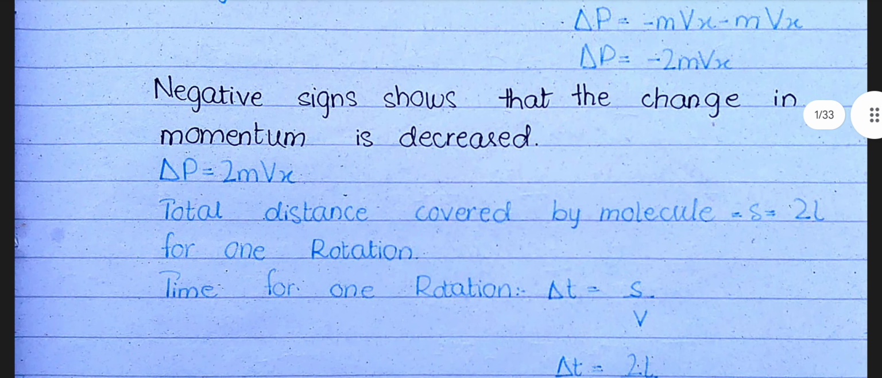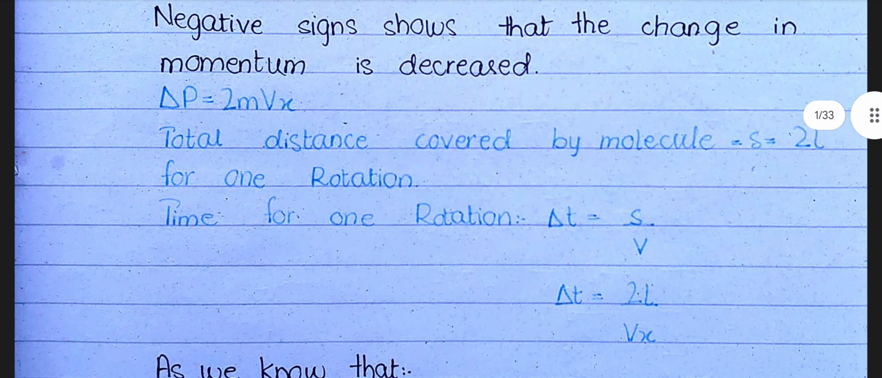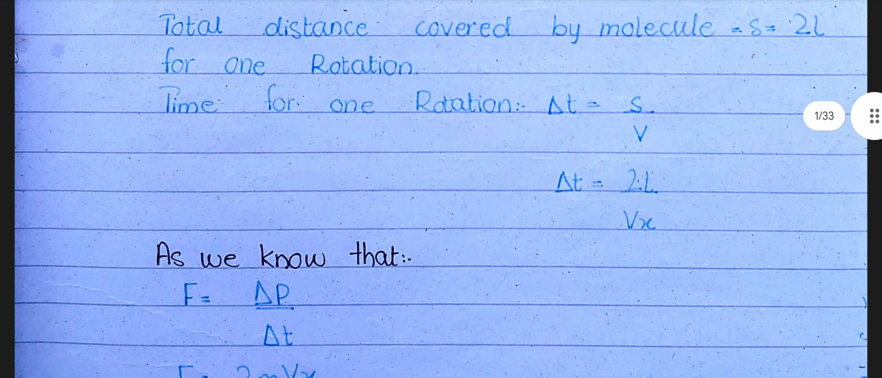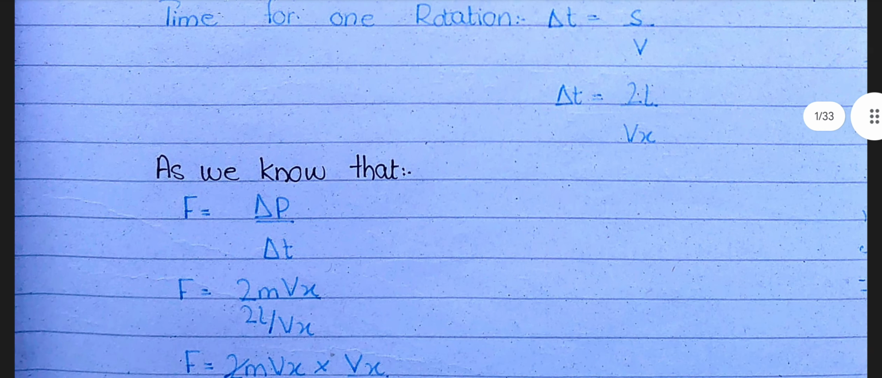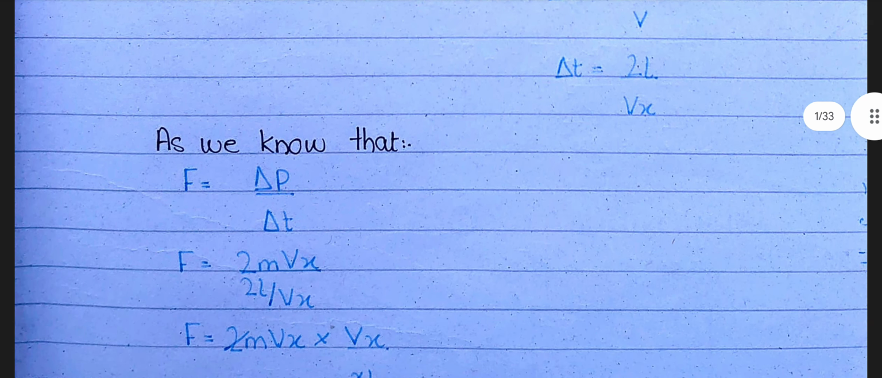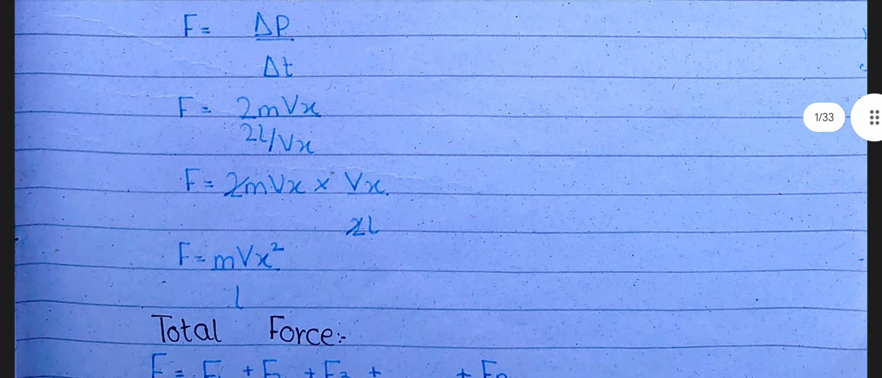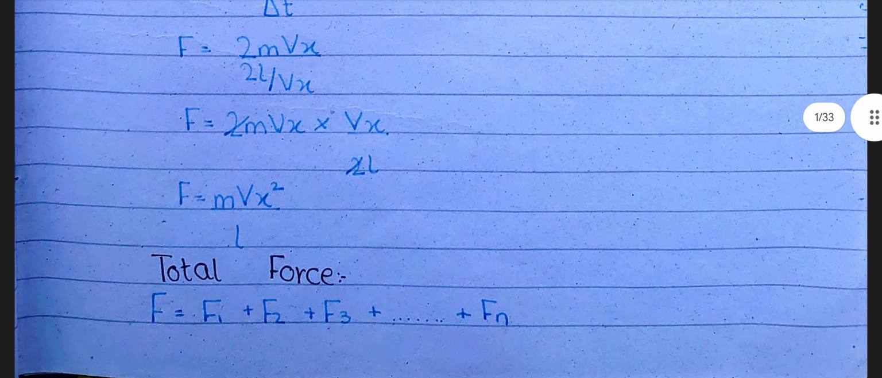Total distance covered by the molecule for one round trip is S is equal to 2L. Time for one round trip, delta T is equal to S upon V, so delta T is equal to 2L upon Vx. As we know that F is equal to delta P upon delta T, F is equal to 2 mvx upon 2L upon Vx. F is equal to 2 mvx multiplied by Vx upon 2L. F is equal to mvx square upon L.